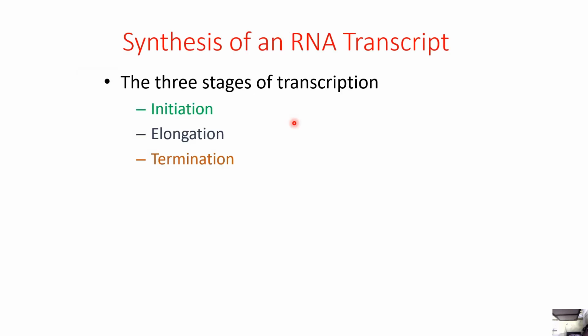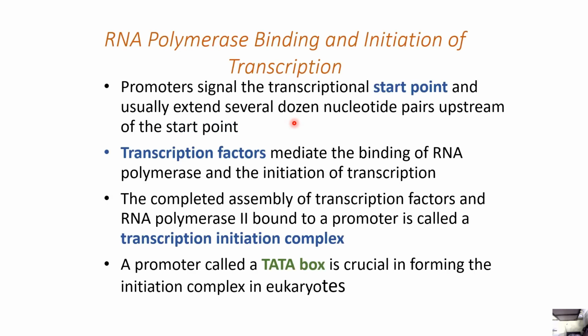For the synthesis of an RNA transcript, the three stages of transcription are initiation, elongation, and termination. First, RNA polymerase binds and initiates transcription. Promoters signal the transcriptional start point and usually extend several dozen nucleotide pairs upstream of the start point. Transcription factors mediate the binding of RNA polymerase and the initiation of transcription, and the completed assembly of transcription factors and RNA polymerase bound to a promoter is called the transcription initiation complex. A promoter called a TATA box is crucial in forming the initiation complex in eukaryotes.